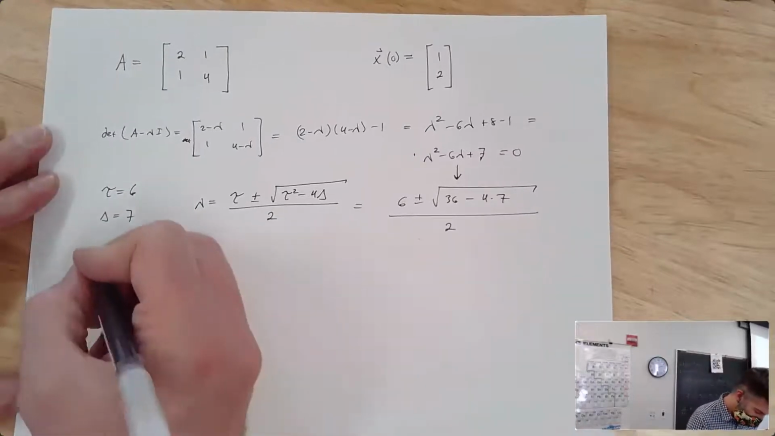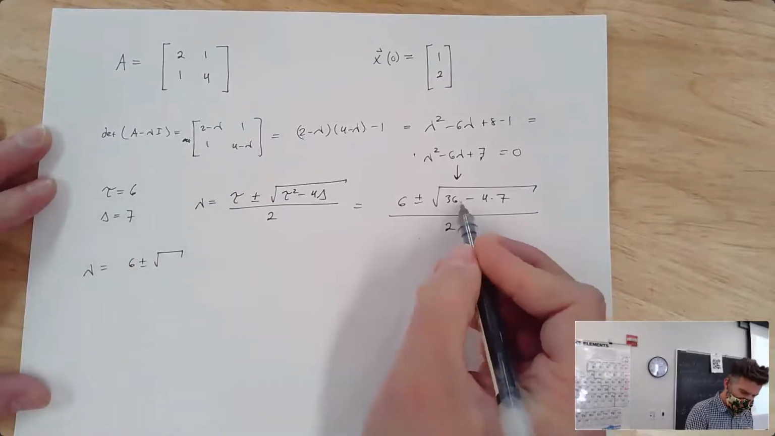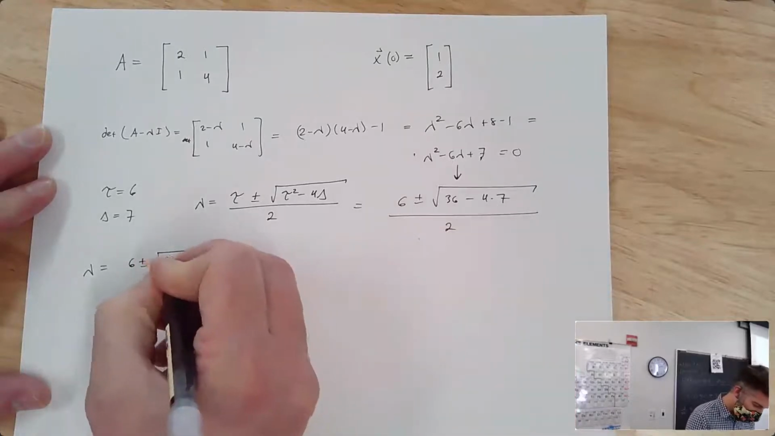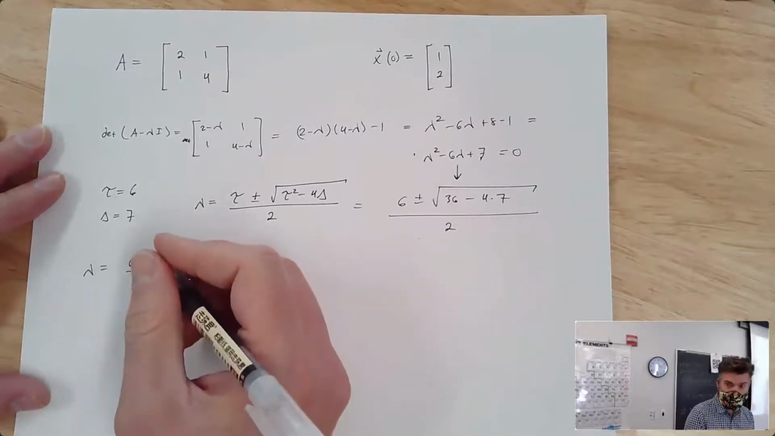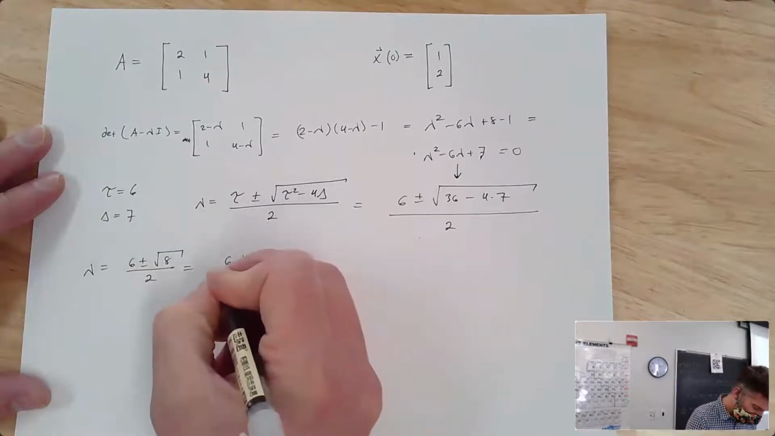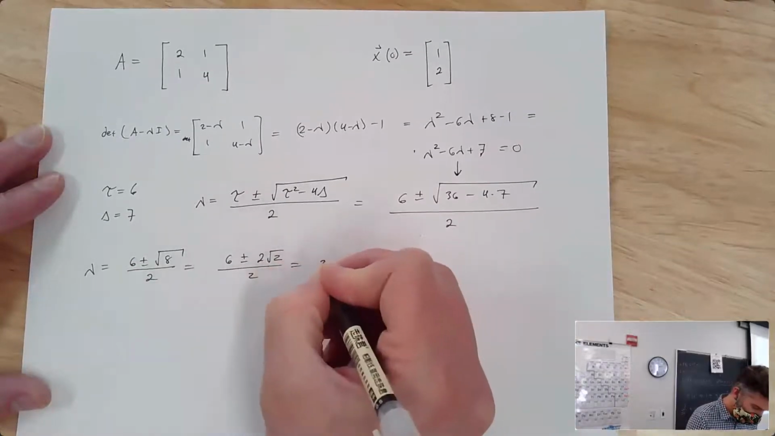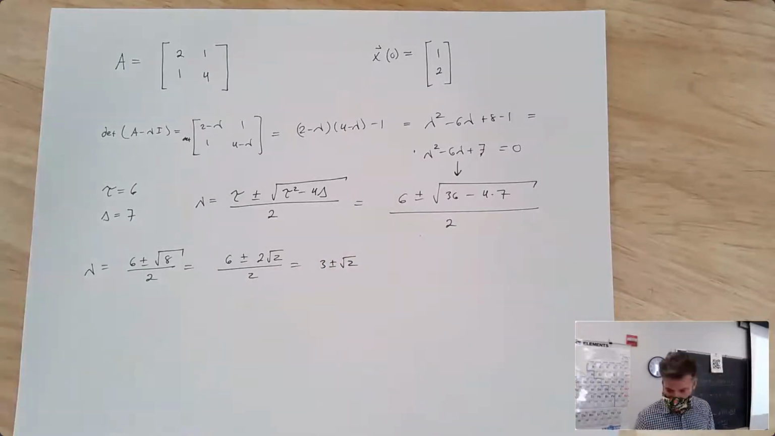So here's what we've got for our eigenvalues. We've got 6 plus or minus the square root of 36 minus 28, which is 8, over 2. But the square root of 8 is really 2 root 2. So it's 6 plus or minus 2 root 2 all over 2, which is 3 plus or minus root 2. Those are my eigenvalues.